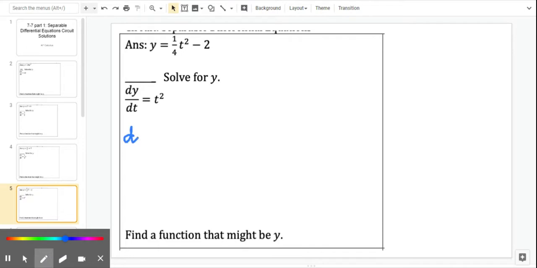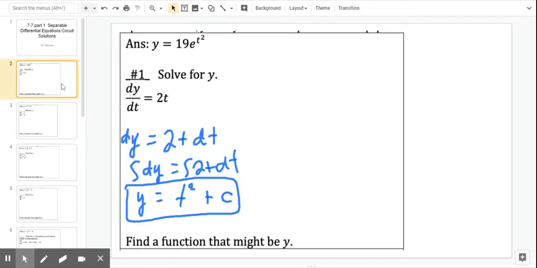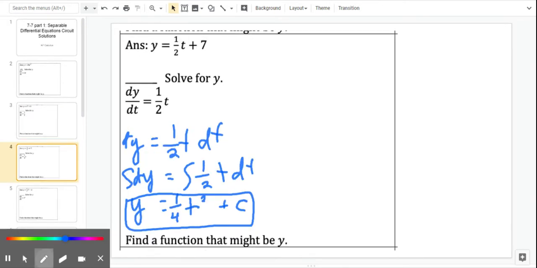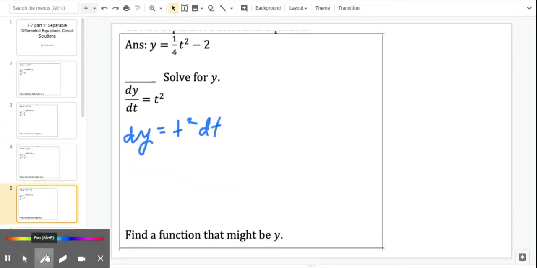And once again, we're doing that same thing where we just have to multiply by dt on both sides. I probably should have been writing the numbers because that's what the direction said. So let's go back and do that. Number 1 was number 1. This is number 2. Next one, number 3. And this one that we're on now is number 4. Sorry about that. So this is number 4.